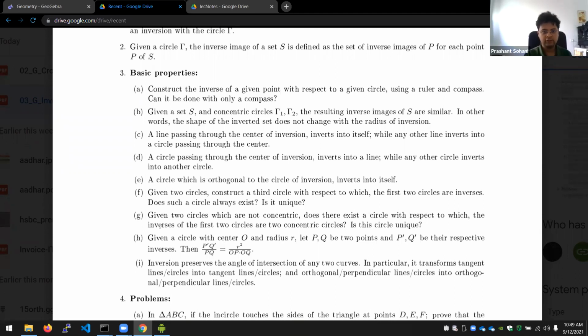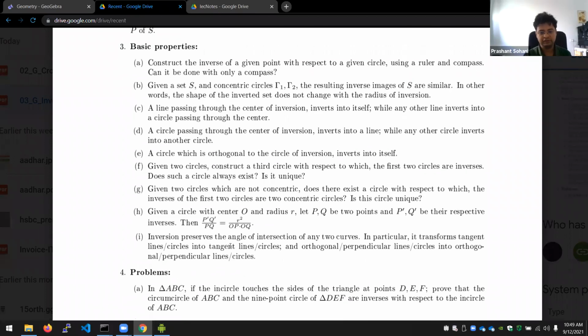Yeah, nothing for now. Actually, question G is an interesting property which you should know. It has a practical value for solving any problem. If I start with two circles which are not concentric, can I construct an inversion which will make them concentric? That could be useful in some cases. But yeah, we'll see that at some point.